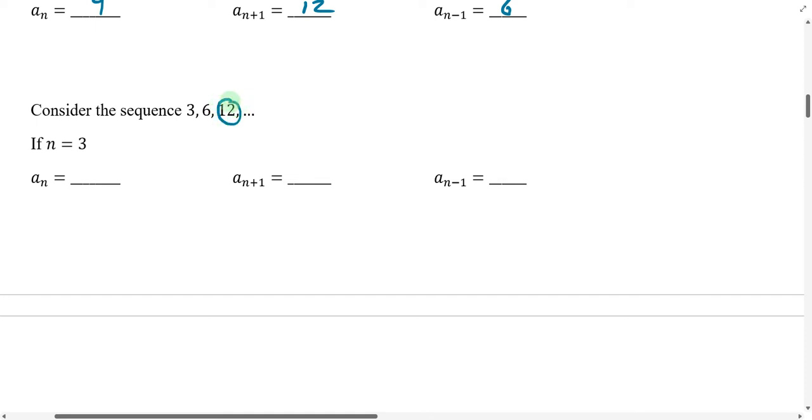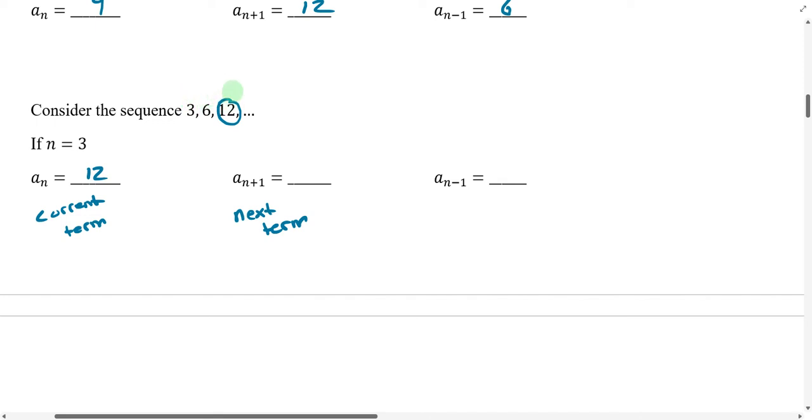So 12 is my current term, right? Remember, a sub n is the current term. And remember, a sub n plus 1 is the next term, the term that comes after the 12. Well, there's nothing there but the dot, dot, dot. And all the dot, dot, dot tells me is that the sequence continues, so I need to continue the sequence to figure out what the next term is.